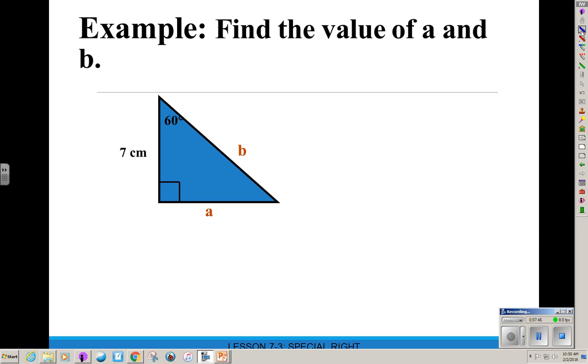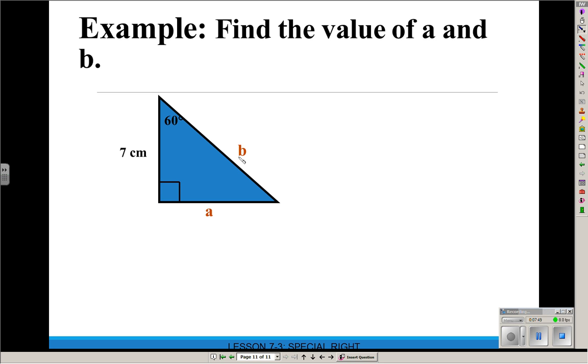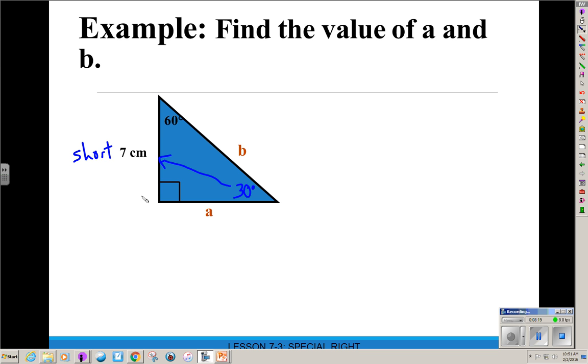Here's another example. Find the value of A and B. I'm given a triangle with a right angle and a 60-degree angle. Well, I know that 90 plus 60 plus 30 makes 180 degrees for that triangle. This is a 30, 60, 90 triangle. I know one side is 7 centimeters, and that's across from the 30-degree angle, which means that this is the short leg. So the short leg is 7 centimeters.